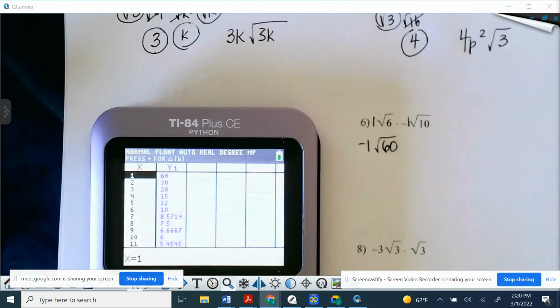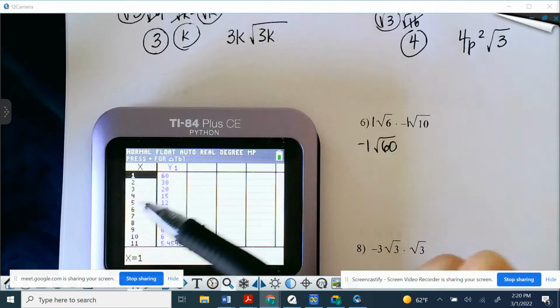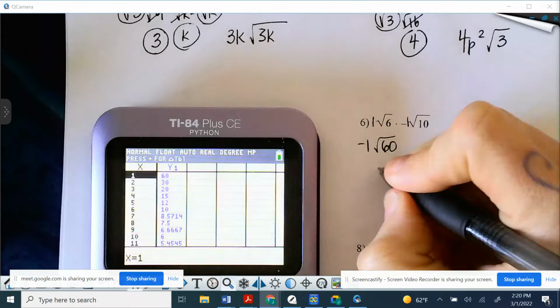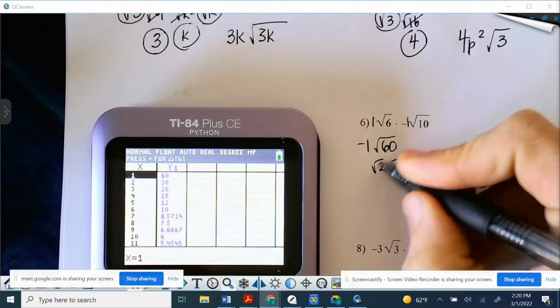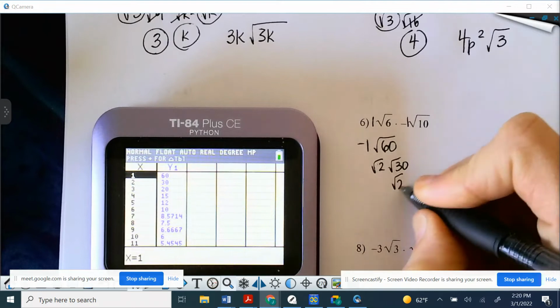So I have 1 and 60, 2 and 30, 3 and 20, 4 and 15, 5 and 12, 6 and 10. Not beautiful, not perfect yet, but we should be able to get it down some. Let's do 2 and 30. So square root of 2, square root of 30. Square root of 2 is going to always be the square root of 2. It can't get any better. Square root of 30, we could do square root of 2, square root of 15.